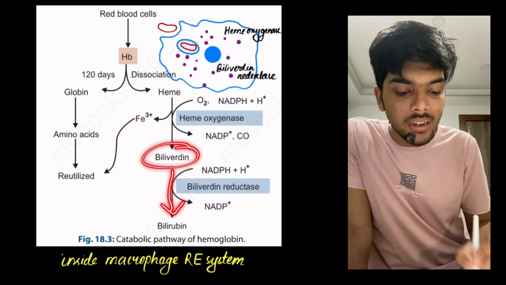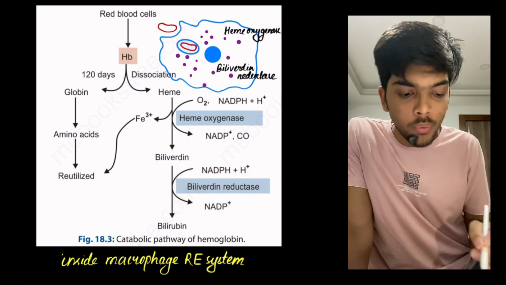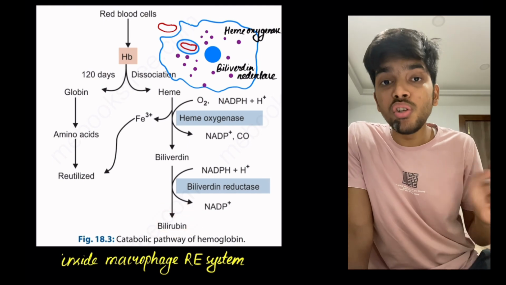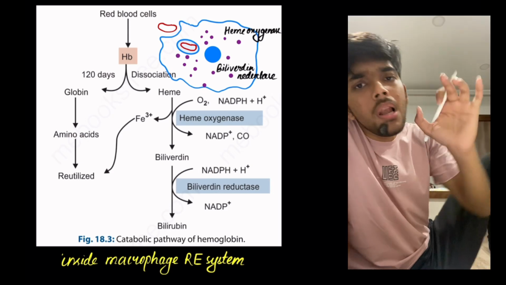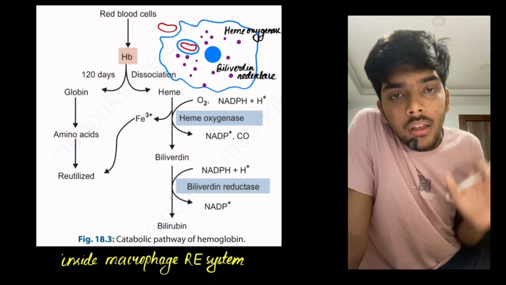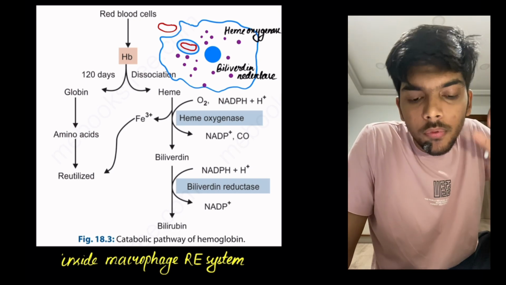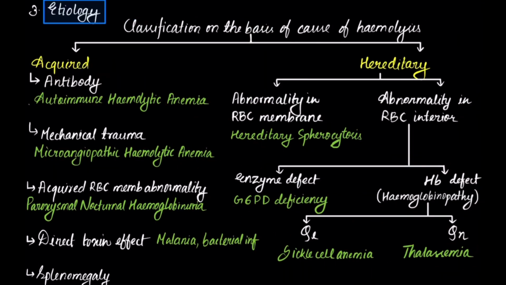Biliverdin is again acted upon by biliverdin reductase present in the macrophage, which converts biliverdin into bilirubin. Now, this bilirubin is conjugated in the liver and then excreted out. So that was normal metabolism, normal destruction, normal physiology or biochemistry of destruction of red blood cell.